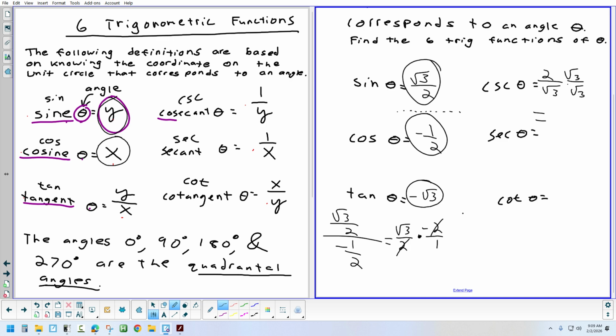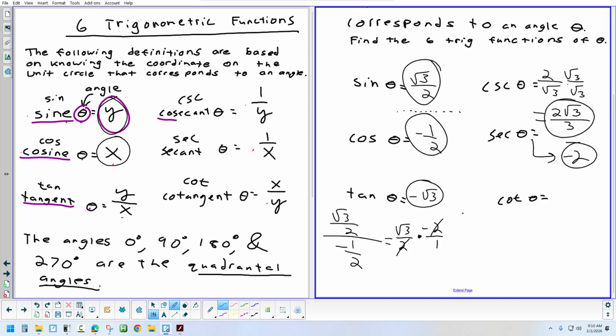What would that give me in the top? 2 square root of 3. And what would it give me in the bottom? Square root of 9, which is 3. And that's your answer. Okay, so 2 square root of 3 over 3. How about the secant? What's that going to be? -2. Yep. So you're going to take -1/2 and flip it. There's no square root in that one, so that one's a lot easier. We're done. And now the cotangent.